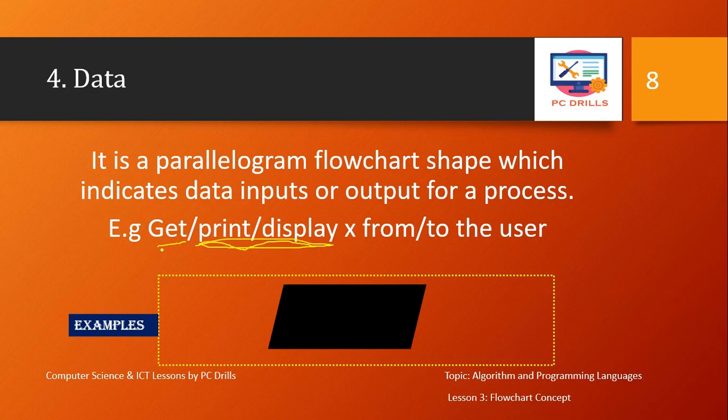Getting means that the user will provide you something. Printing means you show something to the user. To do both the printing and getting, you must use this particular symbol. It looks like a rectangle that has been twisted. We call this parallelogram.